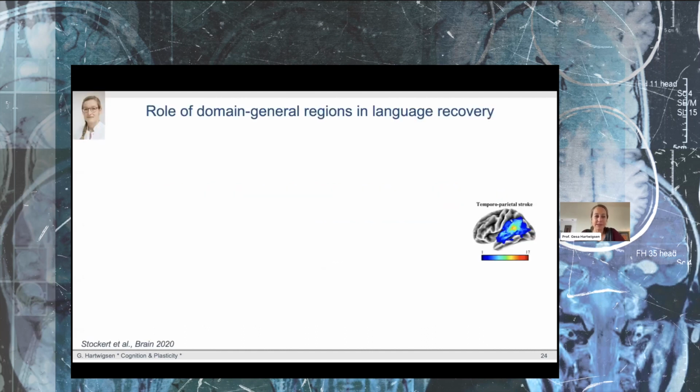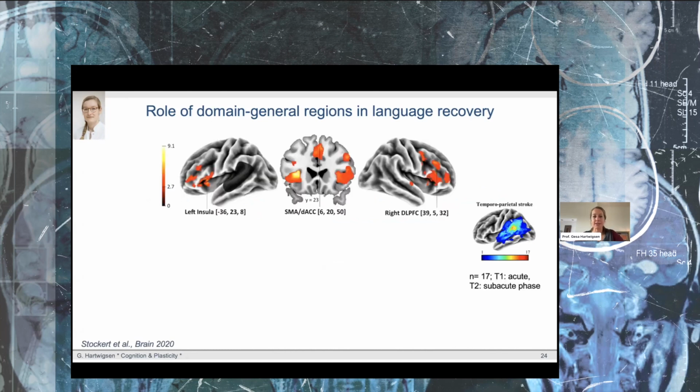So this is a study that was led by Annika Stockert from Dorothee Sauer's group here at Leipzig University in the Department of Neurology. And she focused on the role of domain general regions in language recovery across the time course of recovery. What does that mean? She had patients with lesions either in the temporal, parietal, or frontal cortex, and they were investigated longitudinally. So after the stroke, they were investigated during the acute phase, the first days after stroke, the subacute phase, the first weeks to months after stroke, and in the chronic phase, that is after 6 to 12 months.